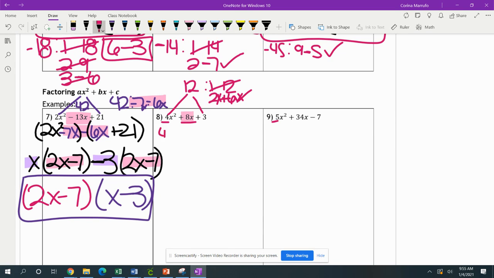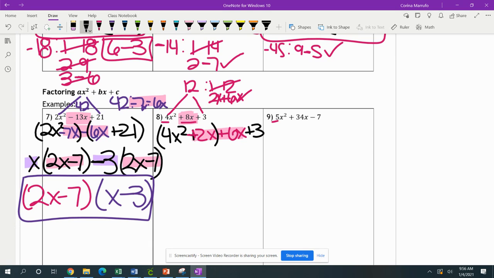So it'll be 4x squared plus 2x plus 6x, and then at the very end we have plus 3. All we did was replace the 8x with the 2x and the 6x, because 2 plus 6 we know is 8. Then following that, we have these first two we group together.